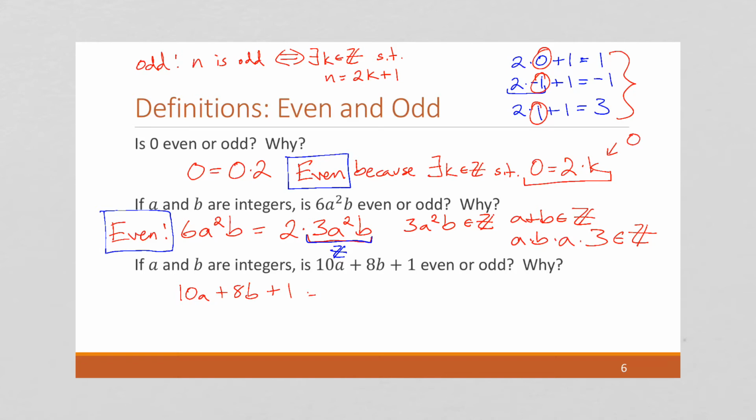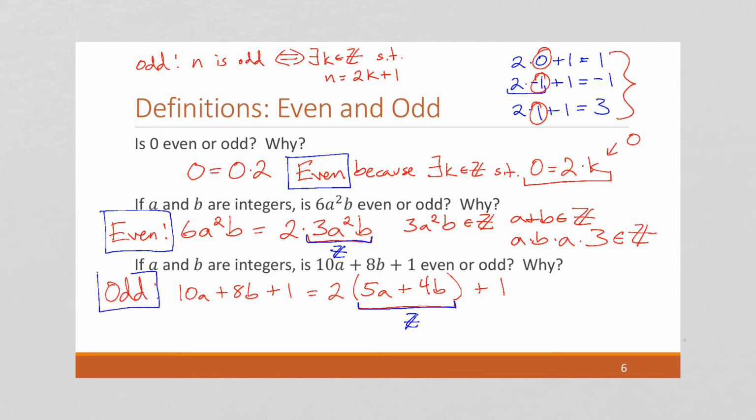Well, can I pull a 2 out of some of this? Yes, I can. I can factor this first part and say this is 2 times (5a plus 4b) with a 1 left over. Now, again, this is an integer, right? This is an integer due to closure, because now we know a and b are integers. We're adding and multiplying them together, so we know our result is an integer, which means we fit the pattern.